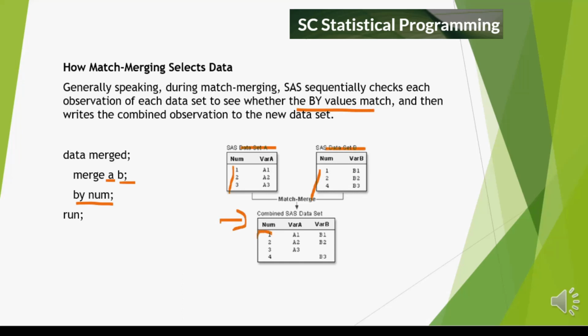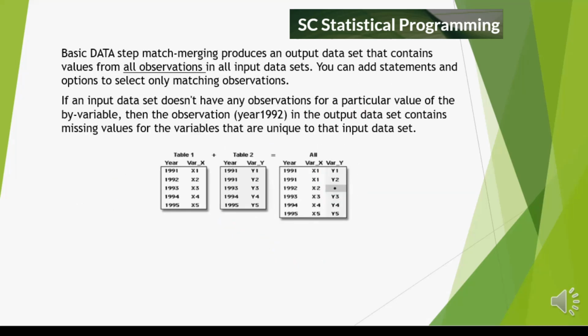So we can see for observations 1 and 2, they are matching observations. Observation 3 is from data set A and has a missing value for variable B, which is from data set B. And observation 4 is from data set B and has a missing value for variable A, which is from data set A. Basic data set match merging produces an output SAS data set that contains values from all observations in all input data sets. We can add statements and options to select only matching observations.